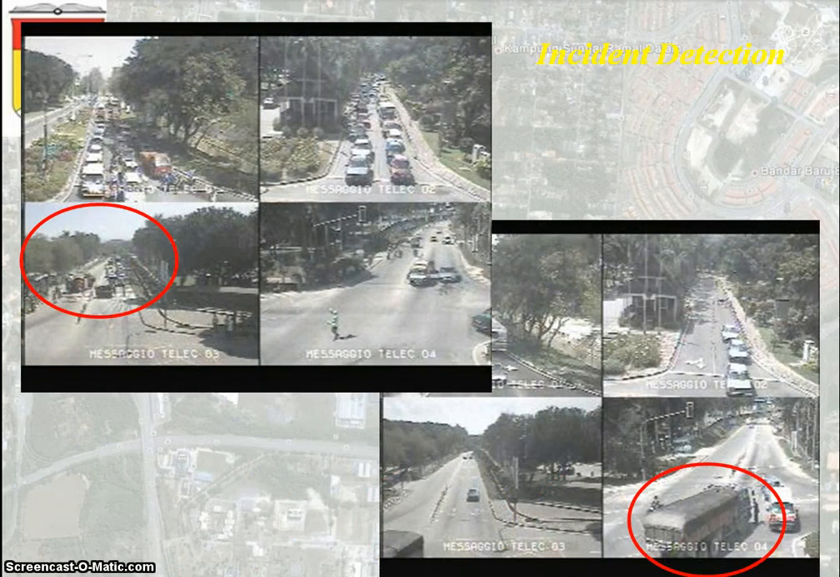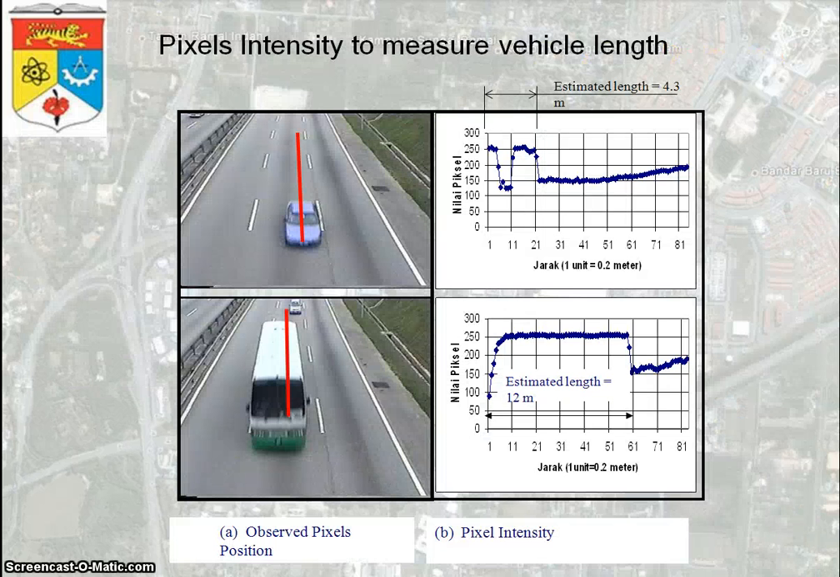The same thing for the incident detection system. We detect a vehicle and we determine whether the vehicle is moving or not. If the vehicles are not moving for more than 4 seconds, because our maximum cycle time is 4 seconds, that means there is an accident in the intersection.